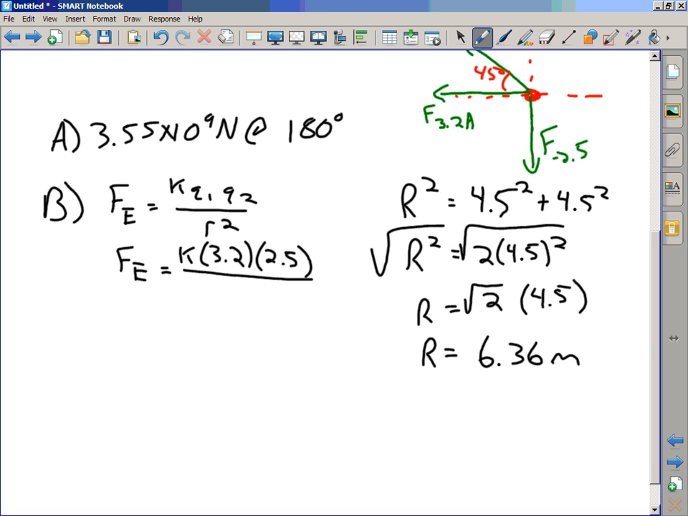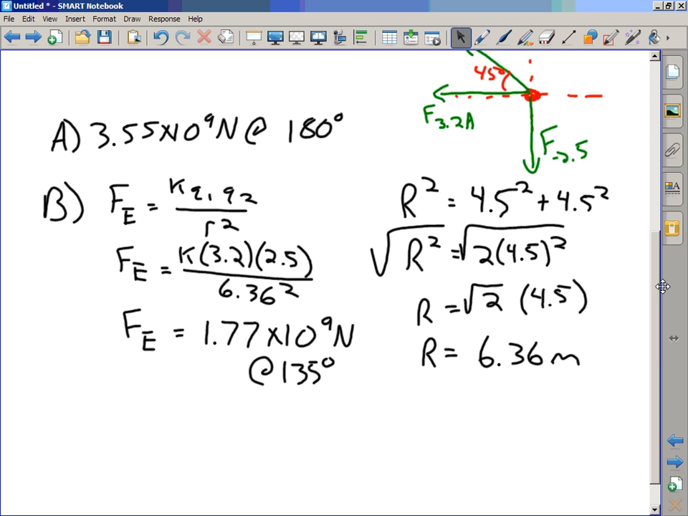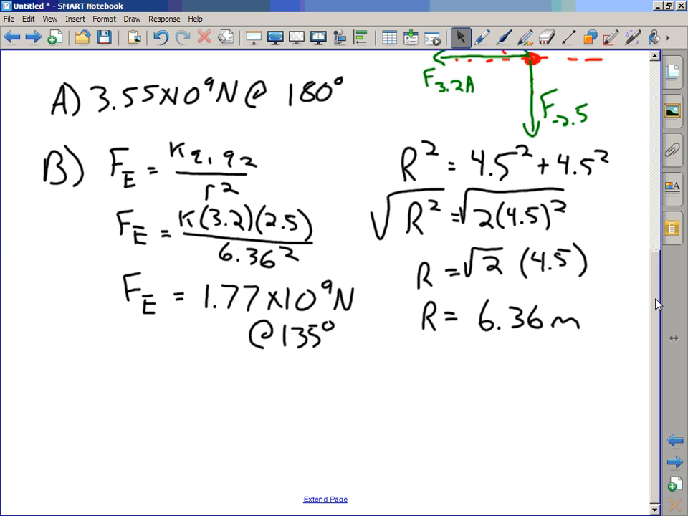Okay, so this is divided by 6.36 squared. All right, please plug that into your calculator. What do you get? Make sure to use the right K, not Boltzmann's constant. We're not dealing with gases. We're dealing with electric charges. Coulomb's constant. What'd you get, Bailey? 10 to the 9th. And we already figured out that was at 135 degrees. Okay, we'll take this as our answer right now: 1.77 times 10 to the 9th newtons at 135 degrees.